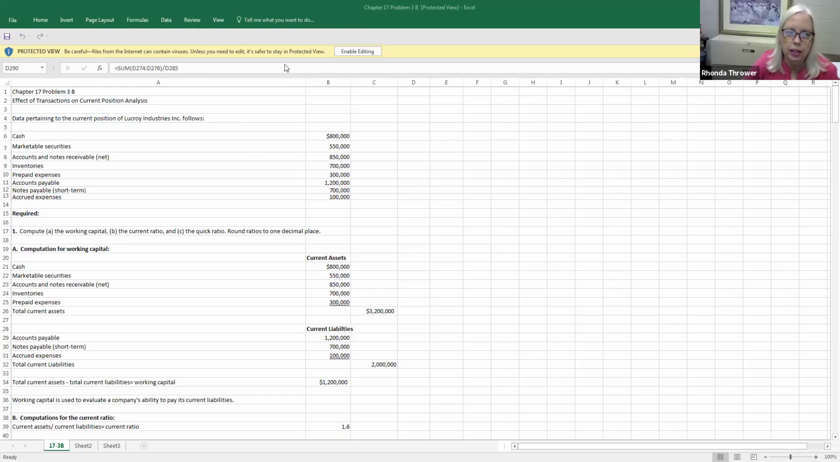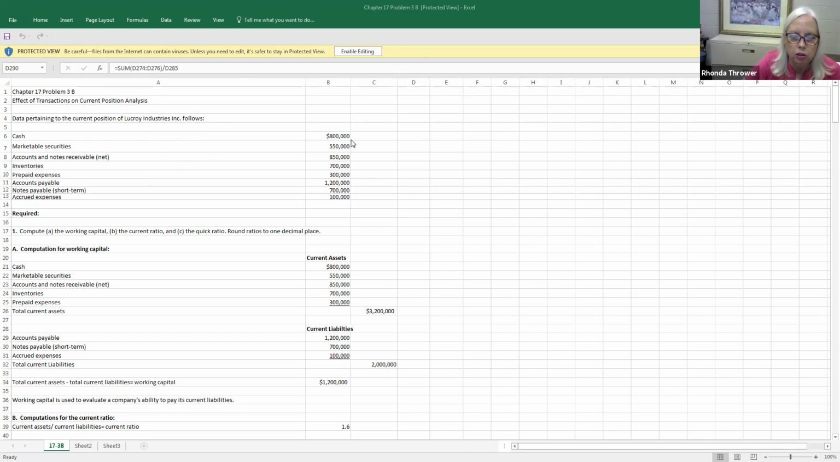I'm going to share my screen with you now. And so you should be able to see chapter 17, problem 3b. We're going to be looking at the effect of transactions on current position analysis. The data pertains to the current position of LaCroix Industries, and the assets are presented as follows.